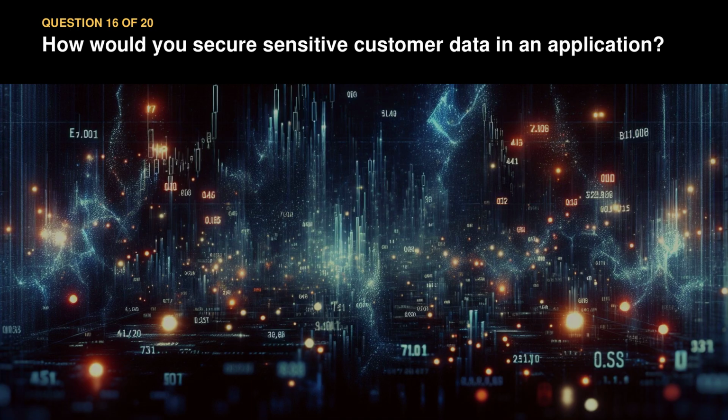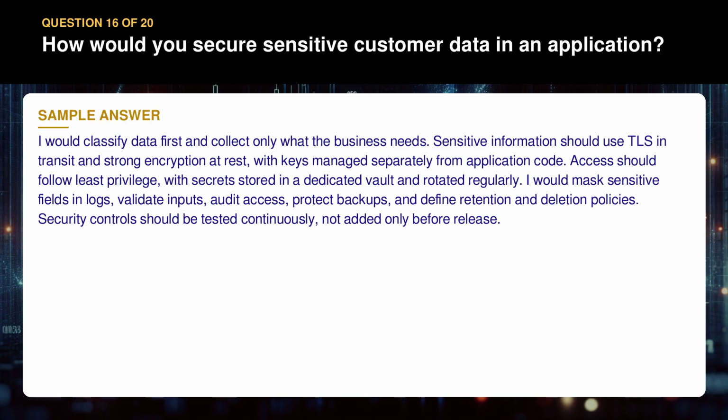Question 16. How would you secure sensitive customer data in an application? I would classify data first and collect only what the business needs. Sensitive information should use TLS in transit and strong encryption at rest, with keys managed separately from application code. Access should follow least privilege, with secrets stored in a dedicated vault and rotated regularly. I would mask sensitive fields in logs, validate inputs, audit access, protect backups, and define retention and deletion policies.